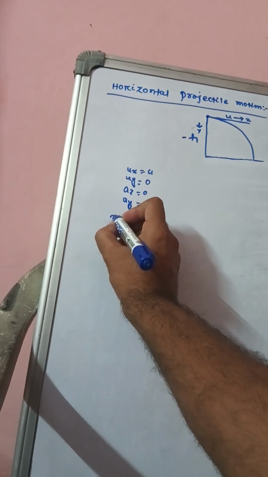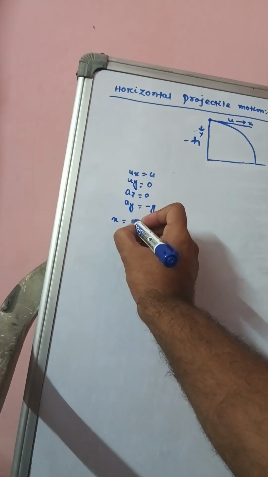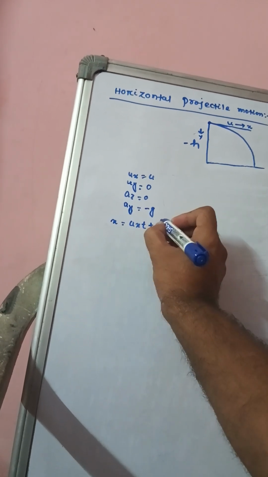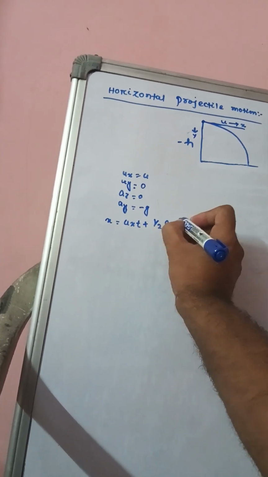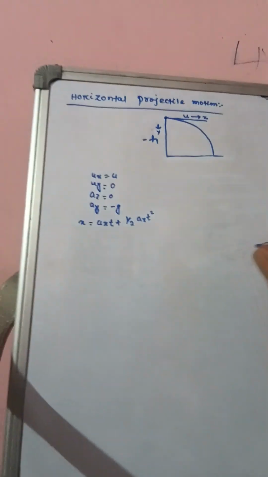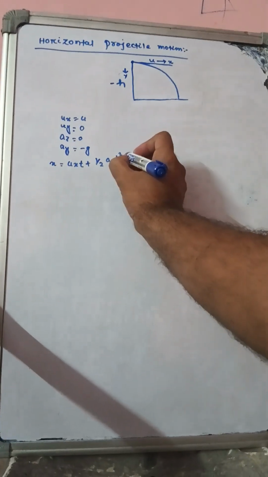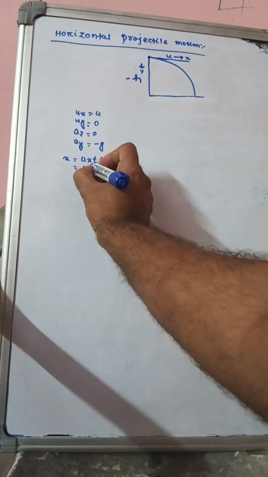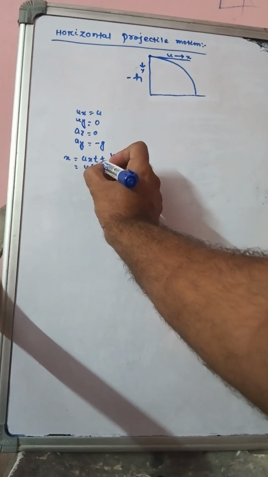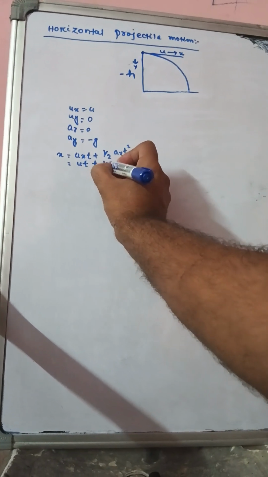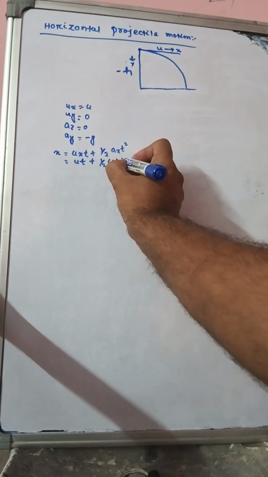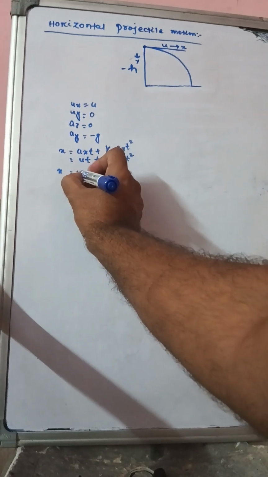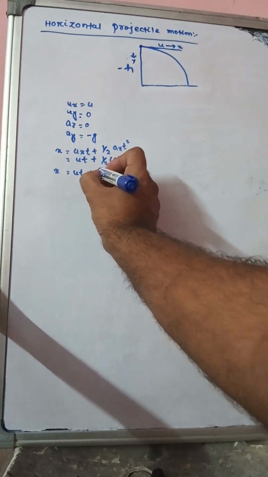Then sx, or x, is equal to uxt plus half axt square, which is equal to ut plus half into 0 into t square. This will be 0. So x is equal to ut only. This implies that t is equal to x by u.